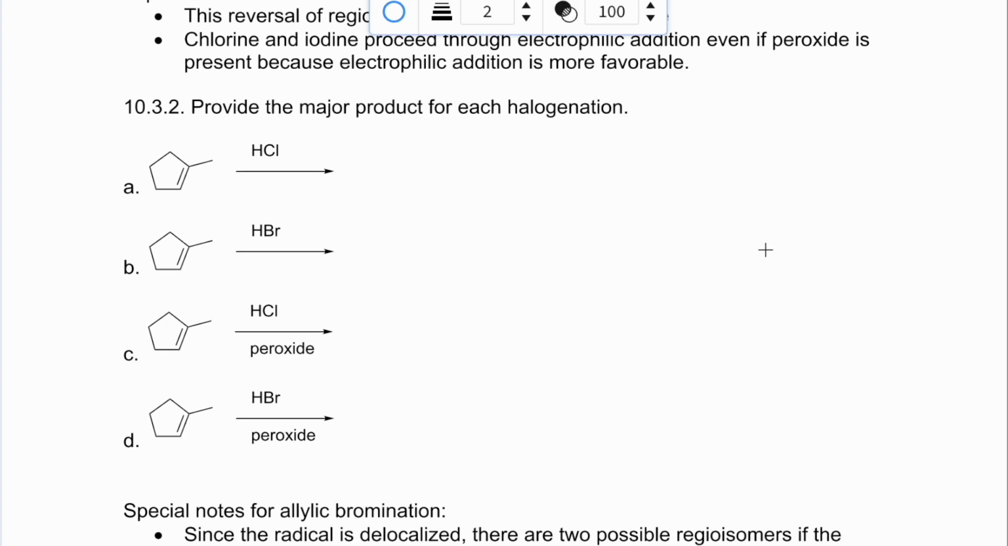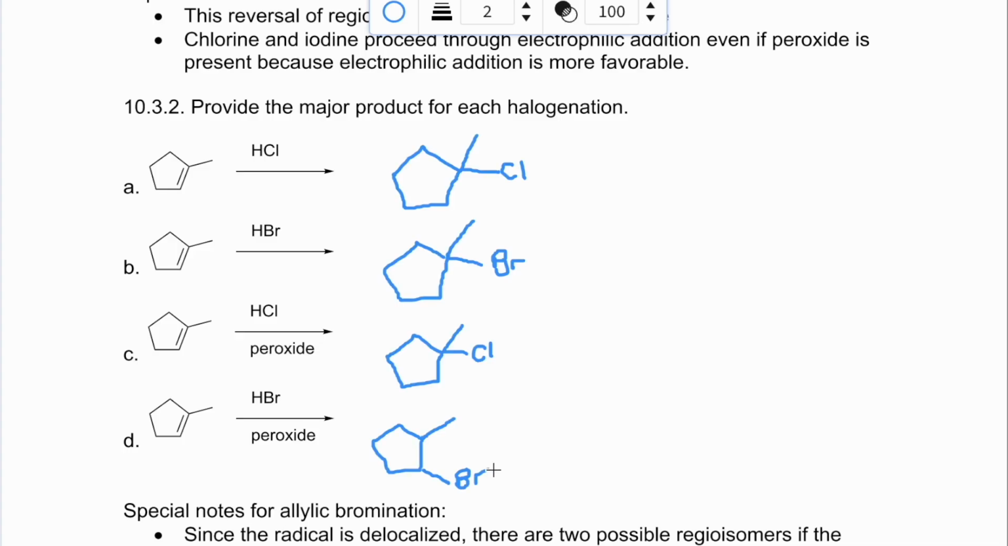Let's just go ahead and have a review of what products would form. You don't have to draw out the mechanism, but just pause the video and make sure that you are able to draw the correct product that forms. So here are the products that form. A, B, and C all go through electrophilic addition, forming that cation intermediate on the tertiary carbon. And so all of these halogens end up connected to the tertiary carbon. We have some tertiary alkyl halides here.